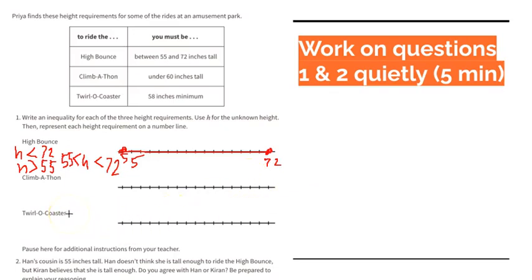What about the Climathon? Yeah, here the height has to be less than 60 inches. Or you could write it the other way around, that 60 inches is greater than the height.